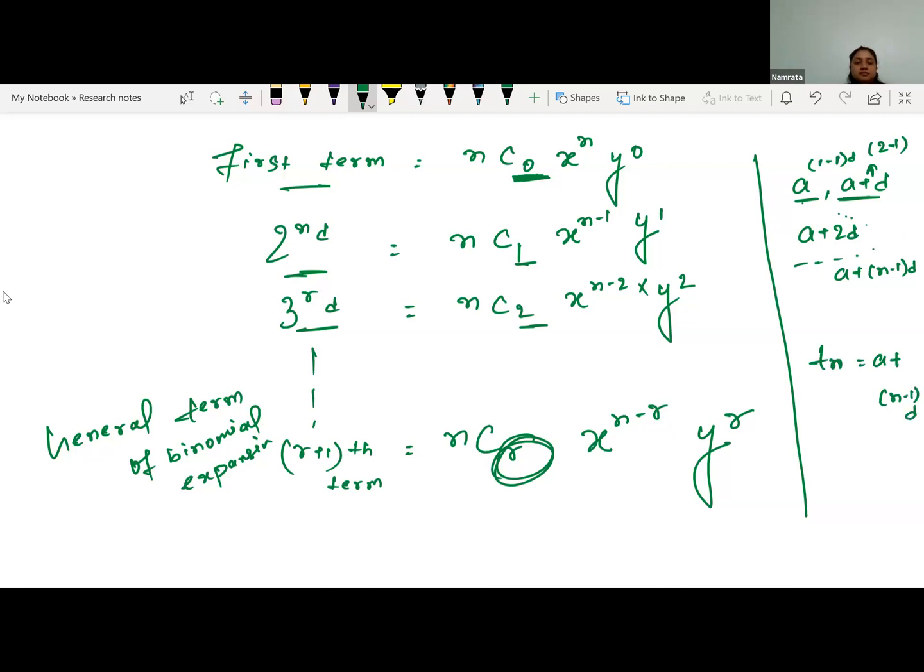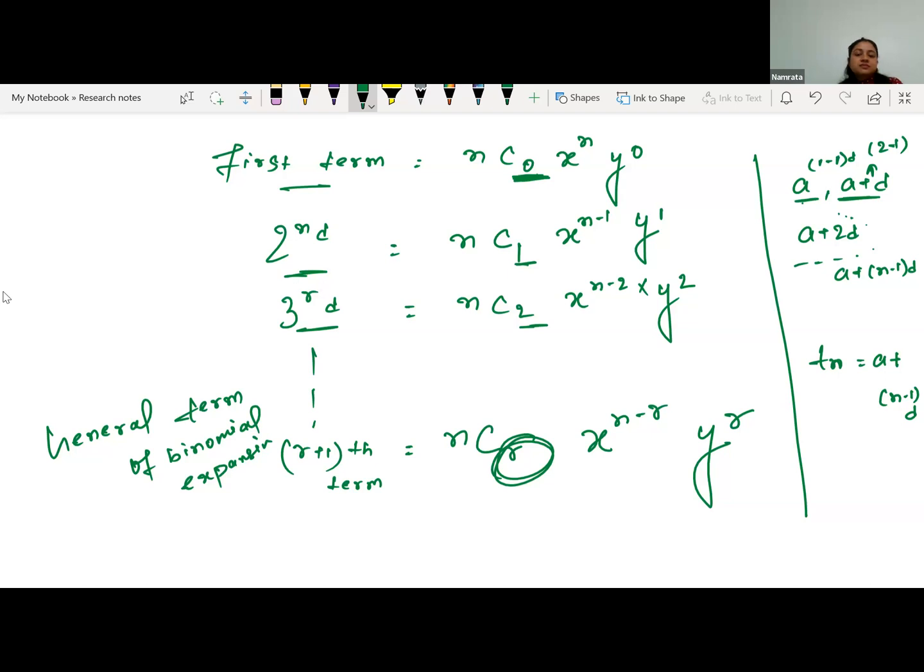So the arithmetic sequence looks like a, a plus d, a plus 2d, a plus 3d, a plus 4d, and the nth term will be a plus (n minus 1)d. Now we are saying there is a formula that the nth term is a plus (n minus 1) into d. From where did we get this formula? Just by observing the general term, right?